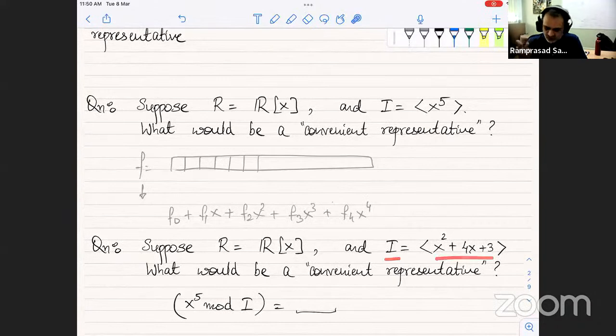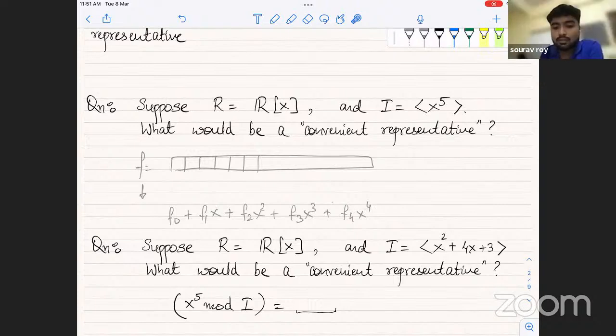Suppose your ideal is generated by this one quadratic, x squared plus 4x plus 3. Now, like Saurabh mentioned last time, the most natural thing to do is to basically say that, look, whenever you see x squared, you might as well replace it by 4x plus 3. And if you mentally think of doing it again and again and again, it seems like the representative should just be the linear part of something. I mean, it should be of the form ax plus b, but I want to be more precise. So if I want to write down, okay, x power 5 mod I is one such equivalence class, what would be a convenient representative for this? So what would you do for this?